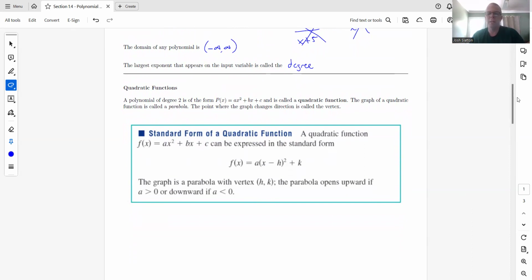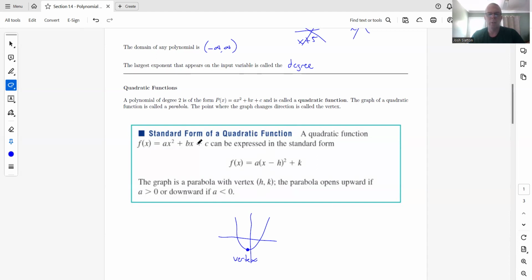The graph of a quadratic function, so a degree 2 polynomial, is called a parabola. The point where the graph changes direction is called the vertex. We can see a picture here. A parabola looks something like this, and this point here, wherever it is where it changes direction, is where the vertex is.